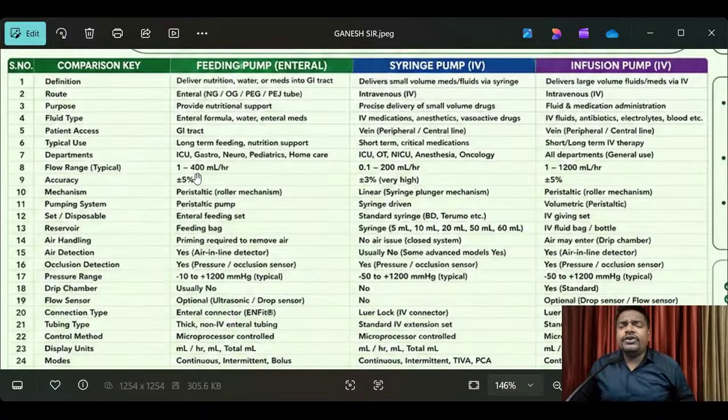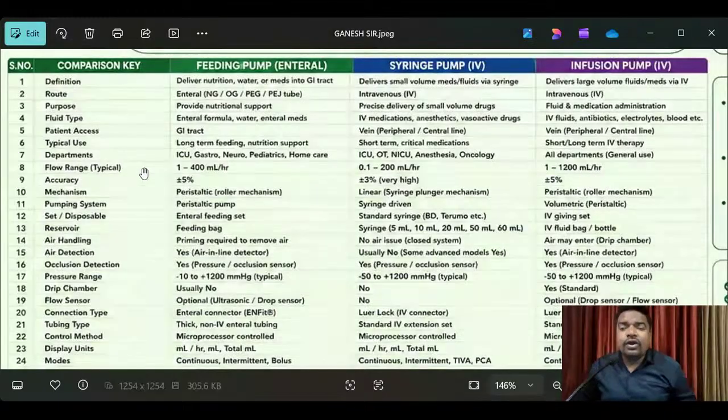Flow range, typical, I'm going to compare. When it comes to the feeding pump, 1 to 400 ml per hour. Okay, note down. Next, the syringe pump, 0.1 to 200 ml per hour. This is the flow range. Flow range is very, very important. You should know. Next, the infusion pump, 1 to 1200 ml per hour. Okay, so these are the limitations.